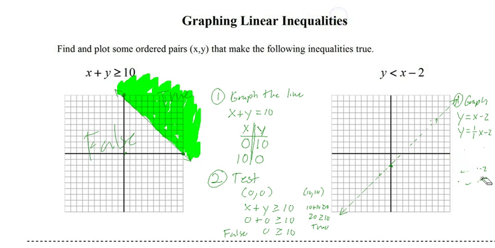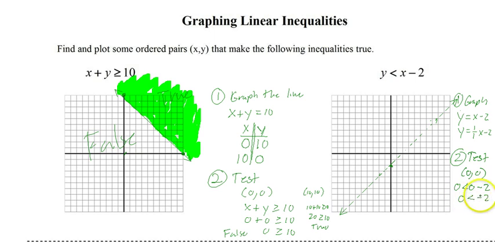Change the stroke on that to get rid of it better. There we go. Alright, so now part 2, and that's a test point. And again, I like to pick (0, 0) because it's not on the line. If it is on the line, then you must pick a different point. So we plug it in.